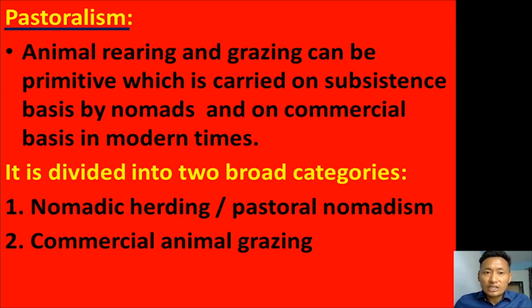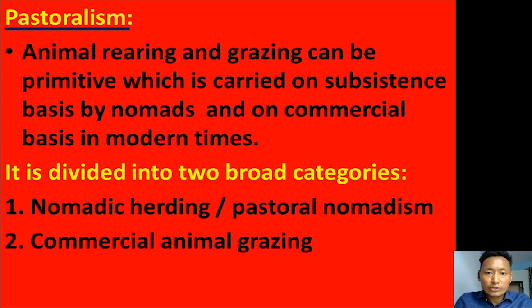Animal rearing and grazing can be primitive, carried on in a very subsistence nature by nomads. One type of rearing of animals is very primitive and subsistence based, mostly done by nomadic peoples of the world. Another type of pastoralism is on a commercial basis in modern times. So these are the two types of pastoralism that we are going to learn in this class.